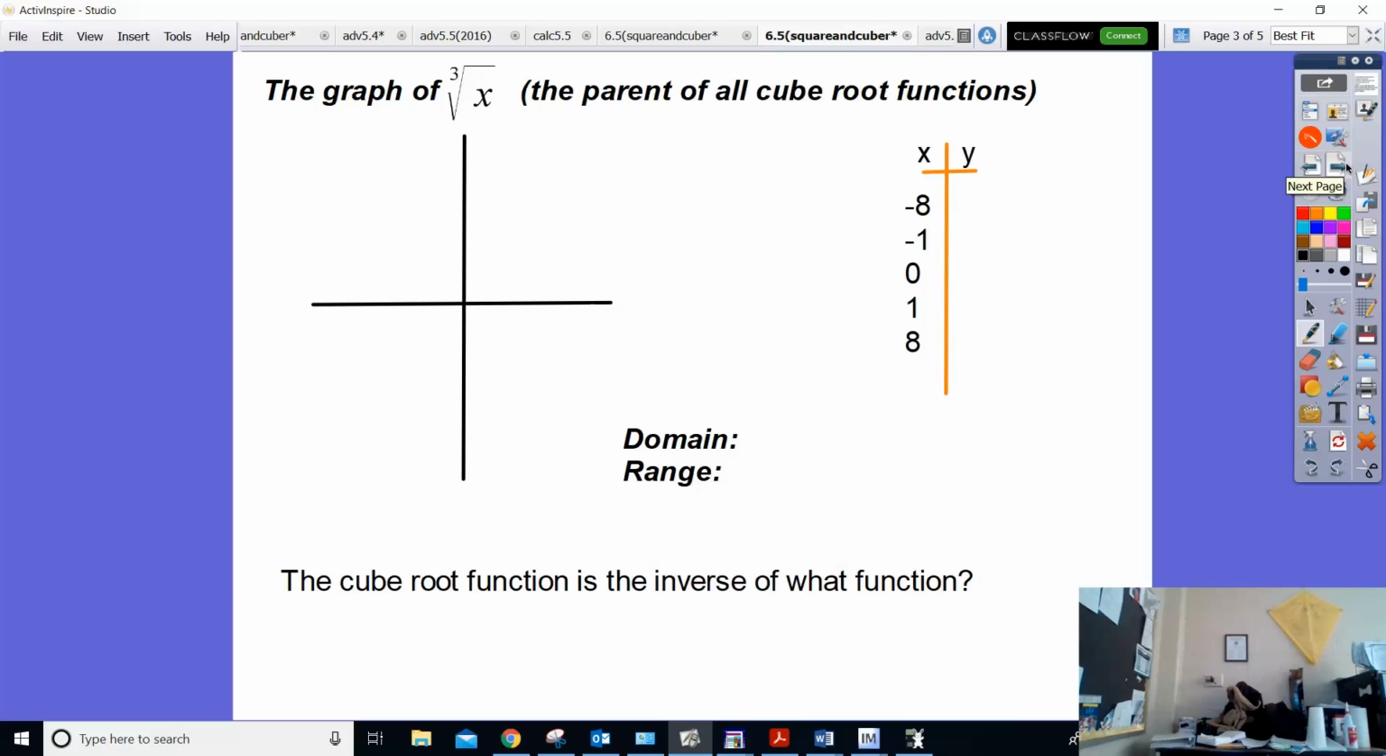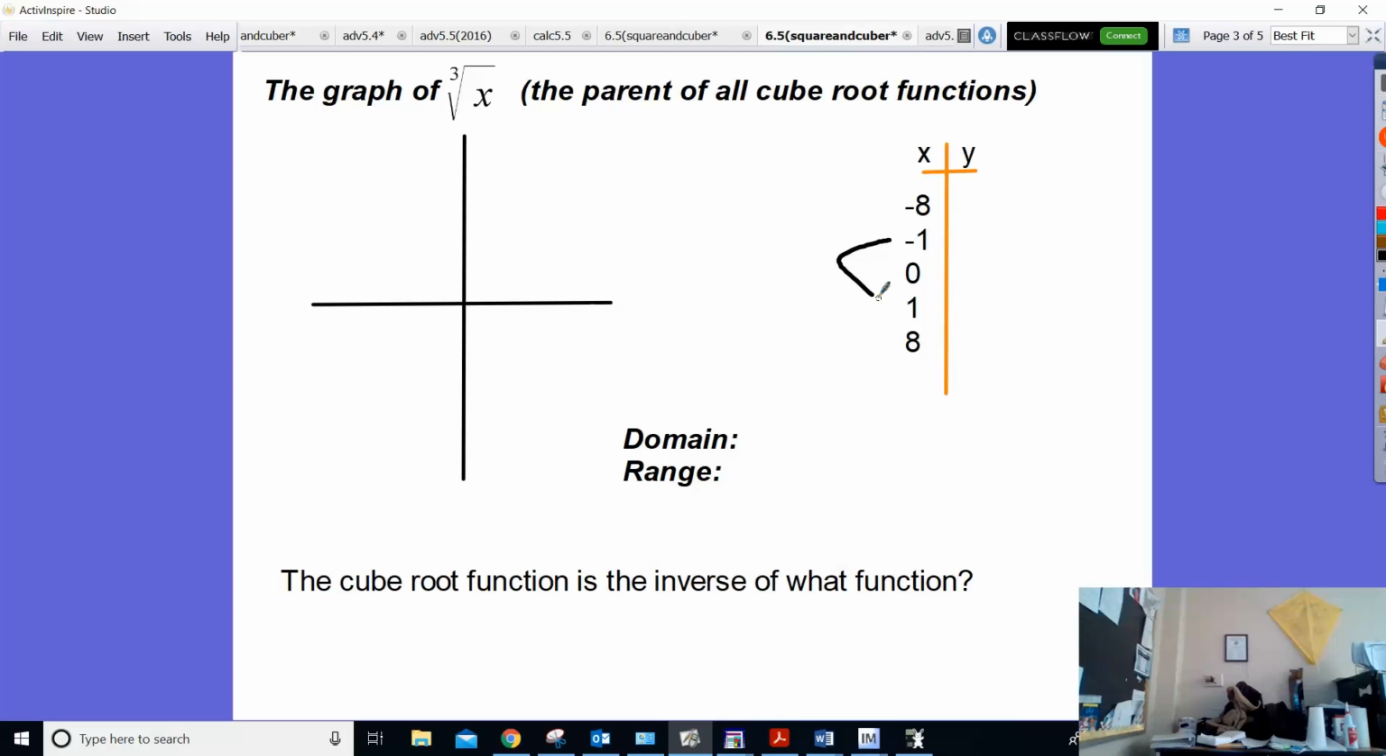I got a little table there. I only focus on these three key points, but that's because I've done this for years and I know what it looks like. But the reality is there's 5 points that matter to get the true graph. So we take cubic roots of these x values. What's the cubic root of -8? -2. What's the cubic root of -1? -1. Cubic root of 0 is 0, cubic root of 1 is 1, cubic root of 8 is 2.